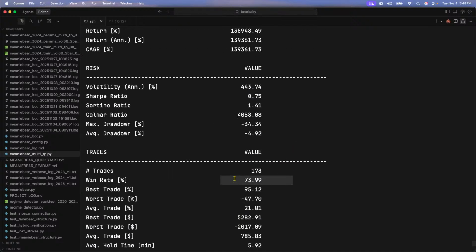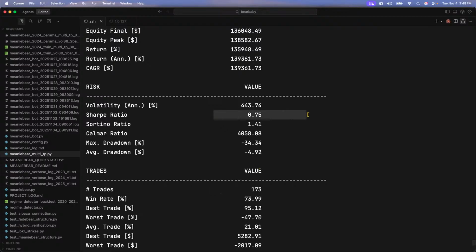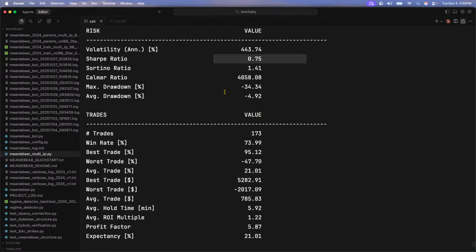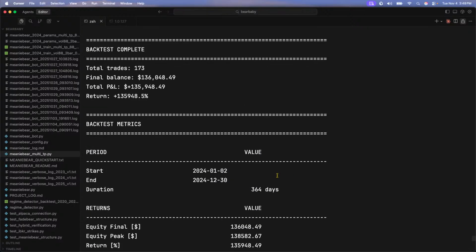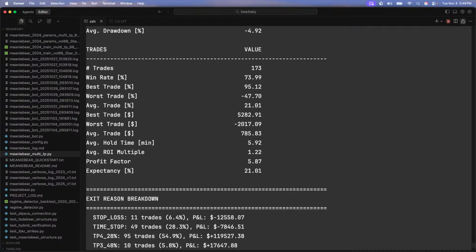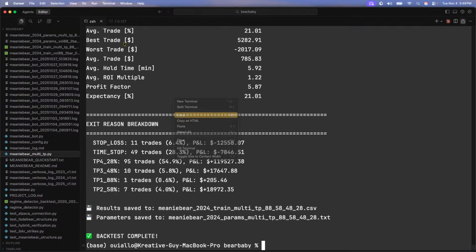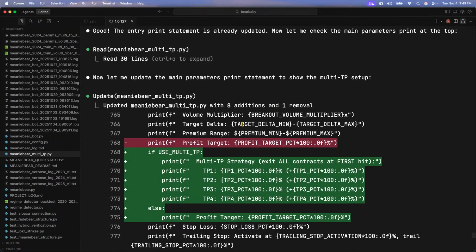73% win rate. Sharpe ratio is at 0.75, exactly where I want it. Max drawdown is 7. Best trade was 5,000. Worst trade was 2017. That was a bad year. Profit factor is 5.8, meaning for every $1 we lose, we're making $5.87. We started at $100 and we got to $136,048. That's not bad.